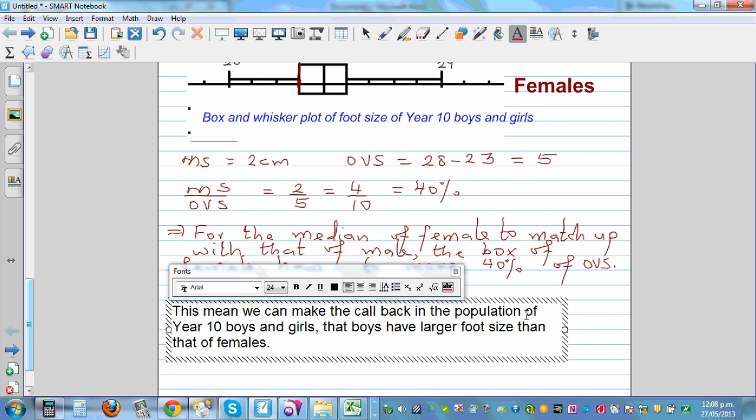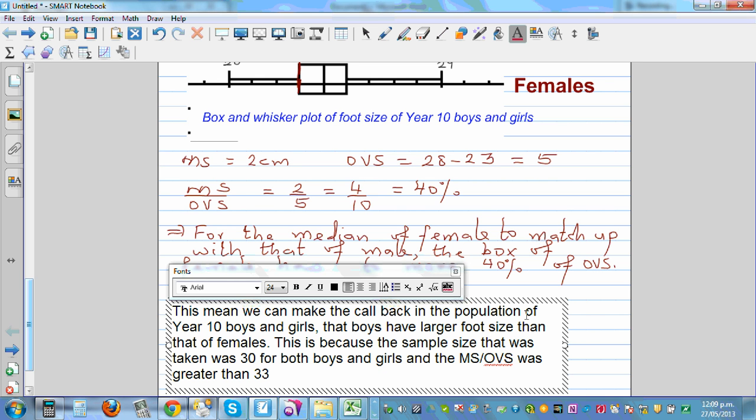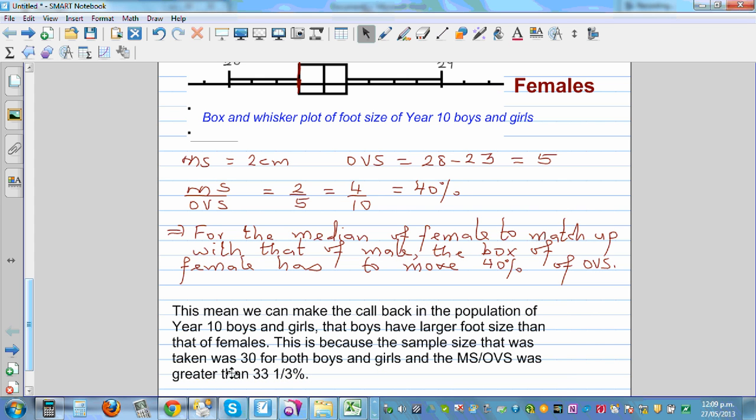And you can also say this is because the sample size that was taken was 30 for both boys and girls, and the median shift divided by overall visible spread was greater than 33 1/3%. So this is a rule that you need to remember, that for a sample size of 30, if the median shift divided by overall visible spread is greater than 33 1/3%, you can make the call that one is greater than the other or one is smaller than the other.